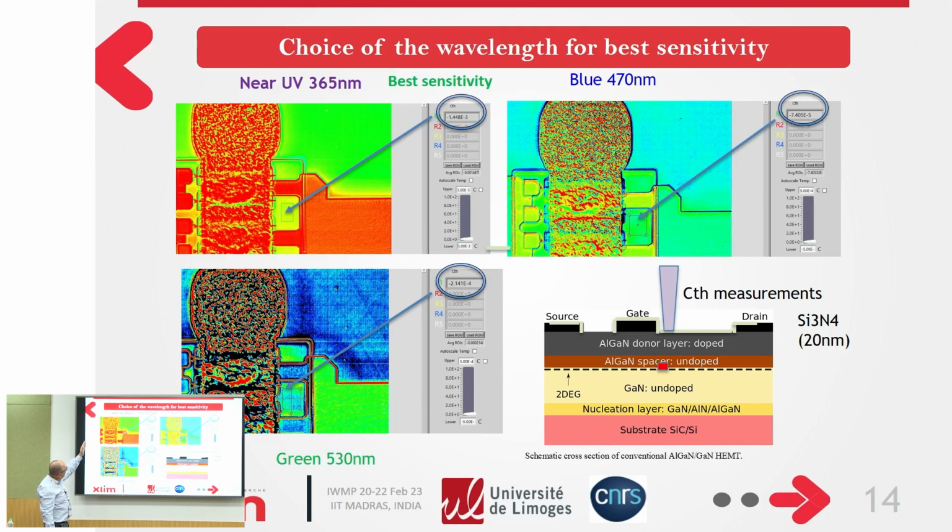So we perform 3 illuminations, and we choose the best wavelengths to have the more important coefficient. This coefficient is for near UV illumination. The advantage of this wavelength is that the SiN passivation for this wavelength is totally transparent. So we can go until the AlGaN layer, so very close to the hot area.